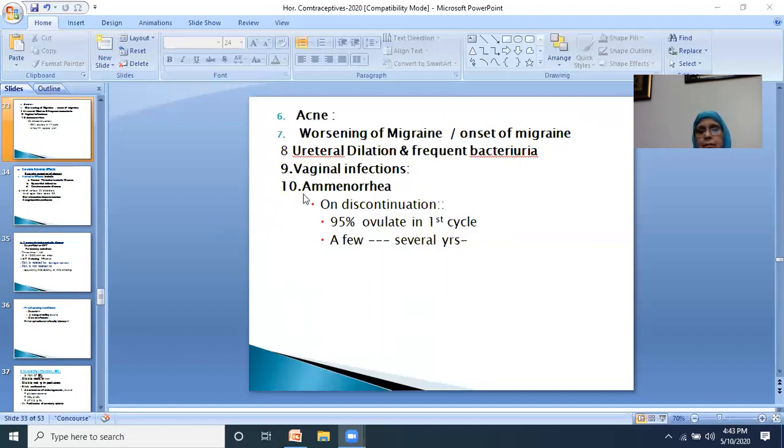Then amenorrhea. On discontinuation, 95% of the females ovulate in the first cycle, the rest in the next 2 or 3 cycles, and a few may not ovulate for several years, and they have galactorrhea. We must measure their prolactin level because many of them have these prolactinomas.